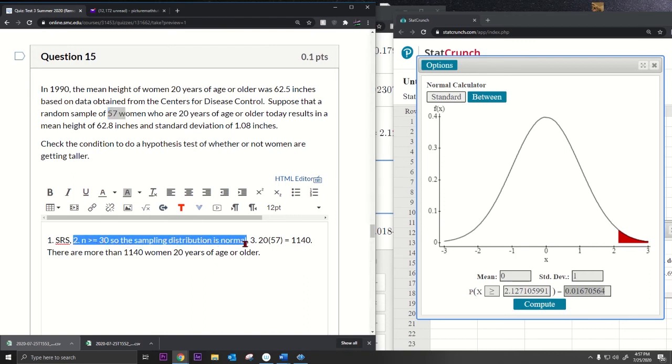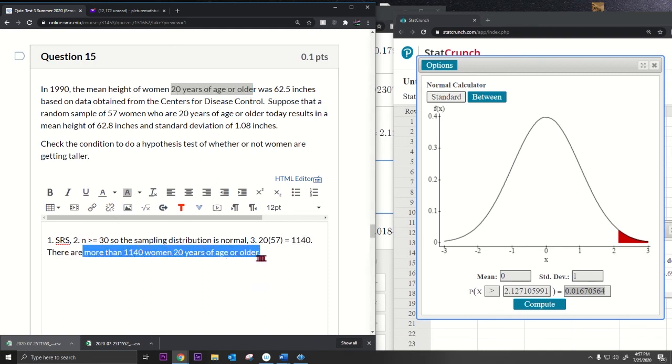The third condition is independence. To check independence of sampling, you just check that 20 times n, which is 57, equals 1140. So you just make a statement that there are more than 1140 in the population. What's the population? Women that are 20 years of age or older. So there are more than that many women 20 years of age or older. Okay, we checked the conditions for this question for the hypothesis test of the mean.